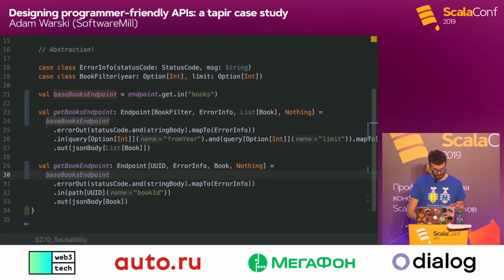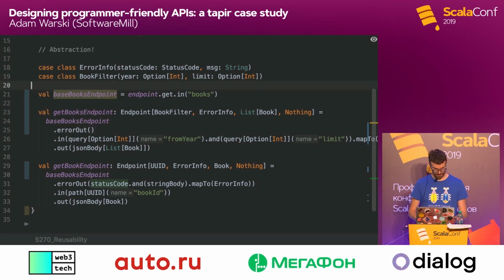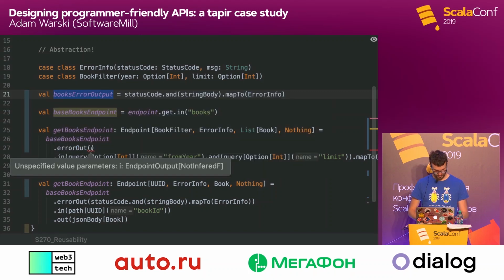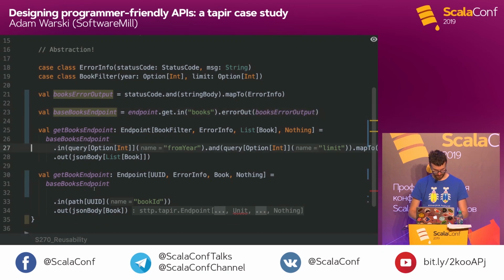Another thing that repeats itself here is the description of the error output. So in this case, the error output consists of a status code and a message, right? And it's repeated 2 times over here. So what we can do is we take the description of the error and we can actually extract it as a value. So books error output will be this, and we will use it over here and over here, right? Furthermore, there's one more repetition, the error out is repeated, so we can extract it and use it over here and over here, right?